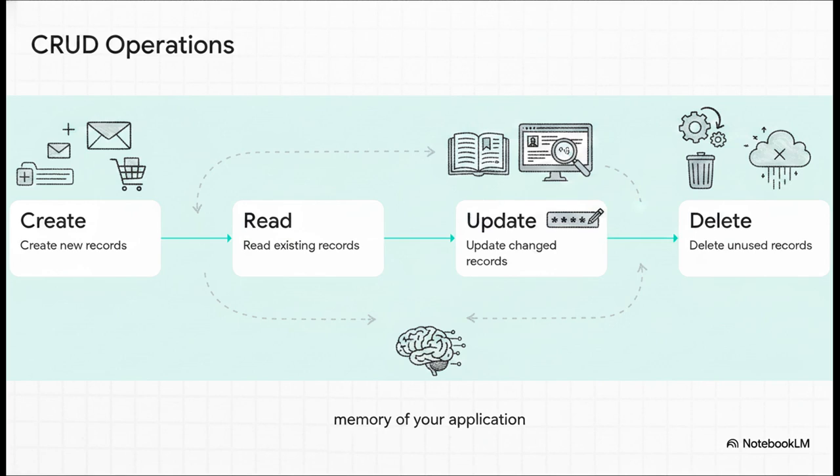Take an app like Instagram, for example. You create a new photo post. You read your friend's scrolling feed. You update your personal bio, and you delete a comment that you regret. Pretty much every single dynamic app you use is just doing these 4 things to a database. Whether it's an email address, a password, or a shopping cart order, your backend needs these CRUD operations to function. This continuous data flow is quite literally the memory of your application.